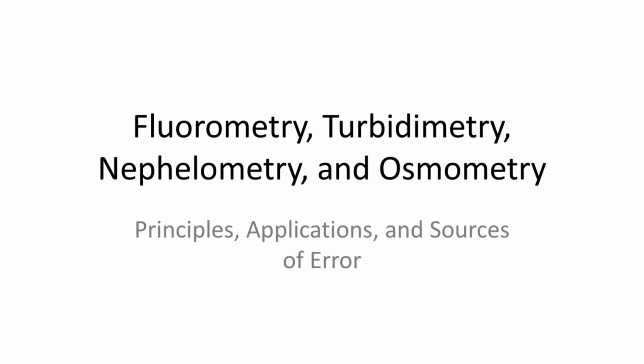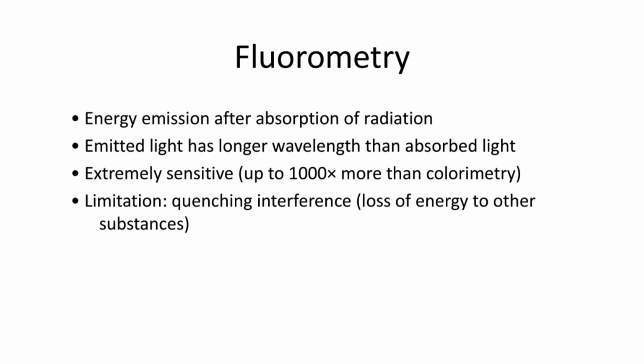Let's review several important analytical methods: fluorometry, turbidimetry, nephelometry, and osmometry. The principle of fluorometry is based on energy emission. When certain compounds absorb electromagnetic radiation, they become excited and then return to an energy level that is slightly lower than their original state. The energy they release is less than the energy absorbed, which means that the emitted light has a longer wavelength than the absorbed light.